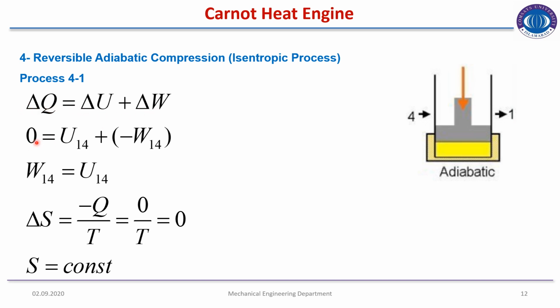From the first law of thermodynamics, ΔQ is equal to ΔU plus ΔW. As no heat enters or leaves the system in an adiabatic process, Q will be 0 and ΔU14 is equal to minus W14. So the internal energy change is equal to the amount of work done. ΔS is equal to Q by T. Q is equal to 0, therefore ΔS is equal to 0. So it suggests that a reversible adiabatic process is also an isentropic process. That is also proved here.